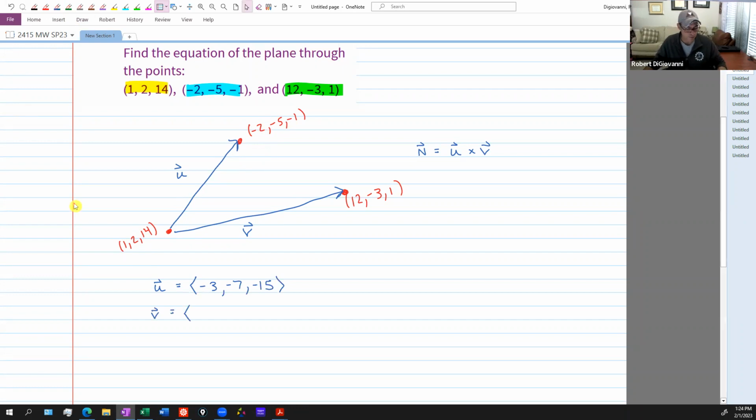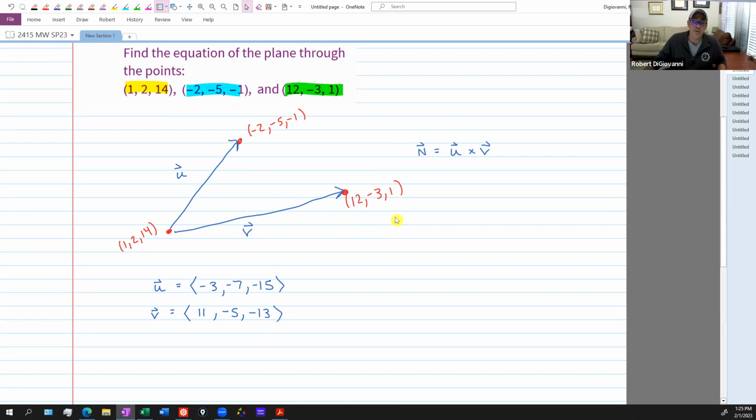Then the vector that goes from that point to that point, I do subtraction again. I get 11, -5, and -13. Okay, any questions on that? I'm going to cross them now.